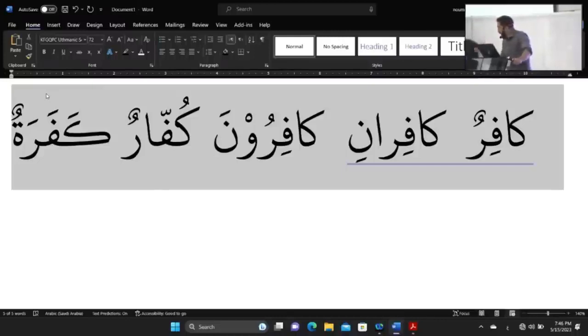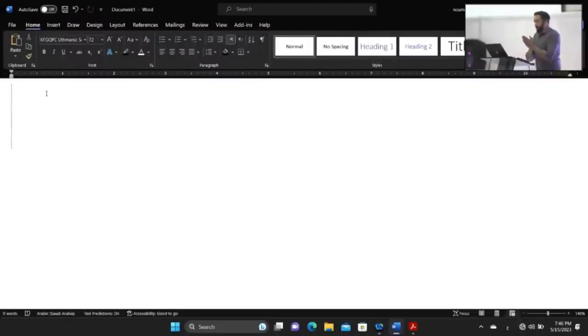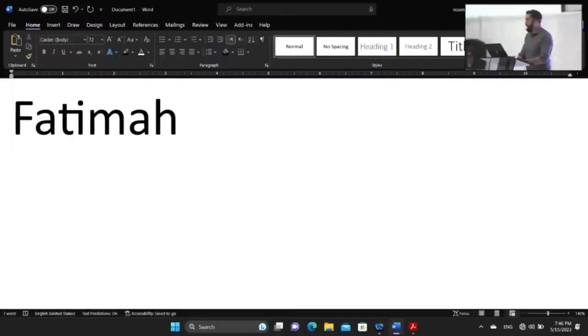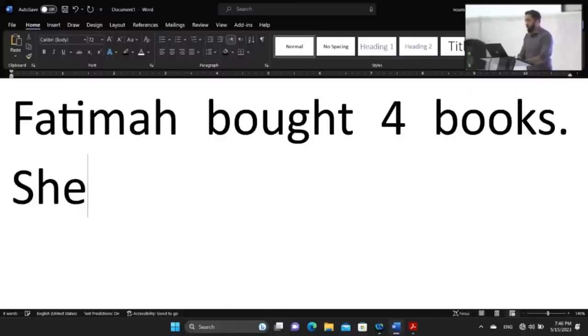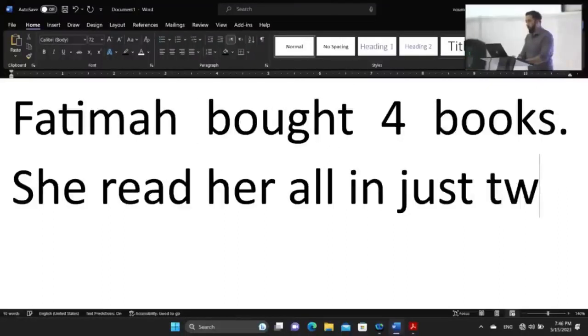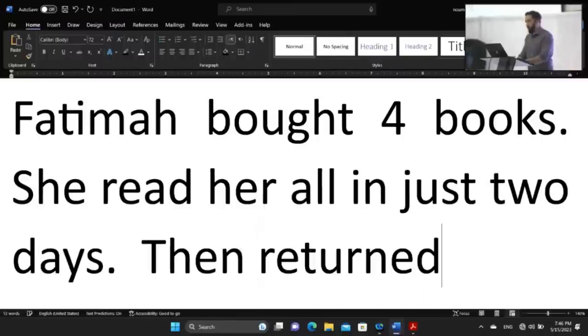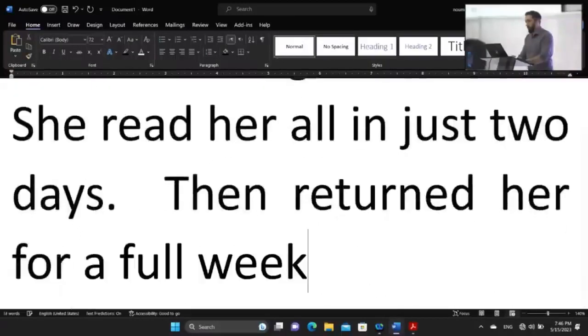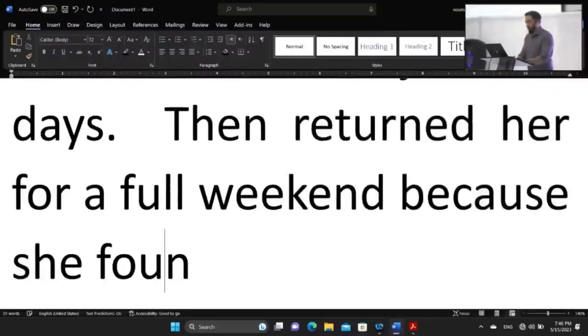When I get you a little bit more advanced, your feet get a little more normal in the cold weather, then I'll explain the difference between these three because there's a difference. Okay? Now, here's the part that doesn't make any sense. I will explain by way of an English example. Fatima, sorry Fatima if there's a Fatima here, I apologize. Fatima bought 4 books. She read her all in just 2 days. Then returned her for a full weekend because she found her boring.